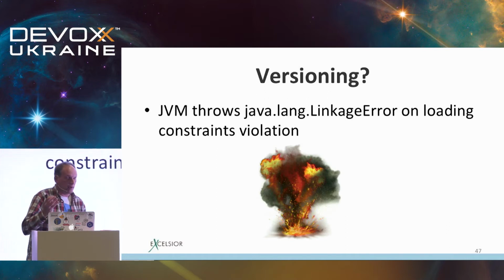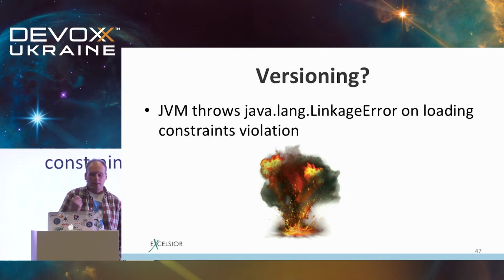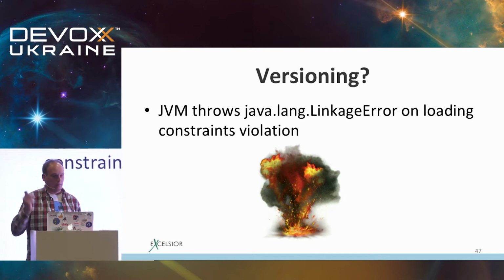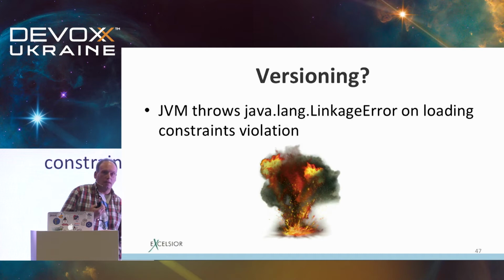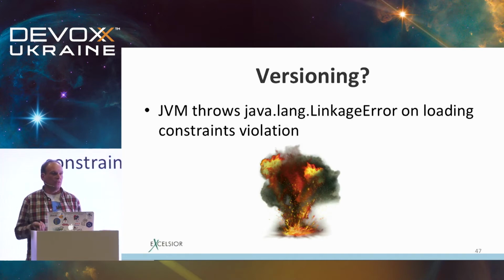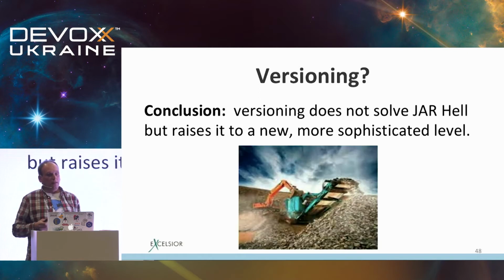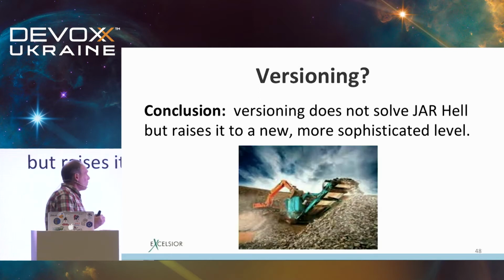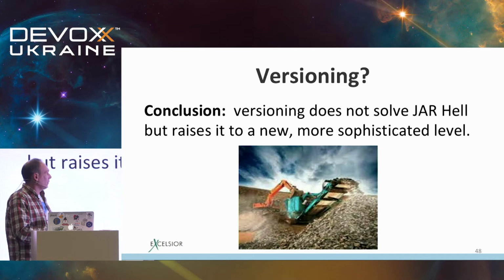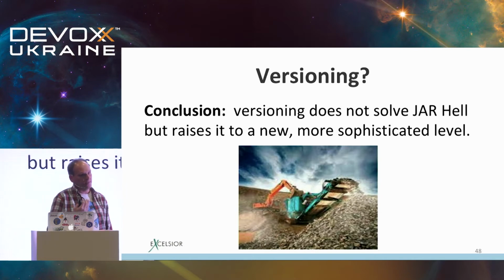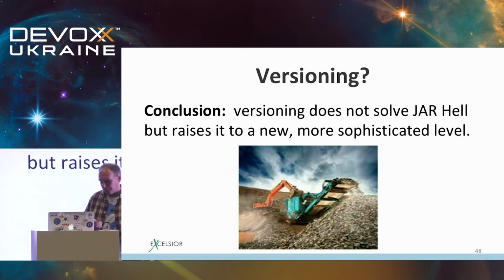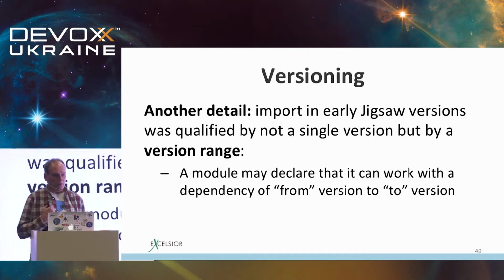And the problem is not rare. Everyone who plays with class loaders faces the problem sooner or later, when two different classes with the same name start meeting. So we can conclude that versioning does not really solve the jar hell problem, but raises it to a new, more sophisticated level instead. And there is one more detail.